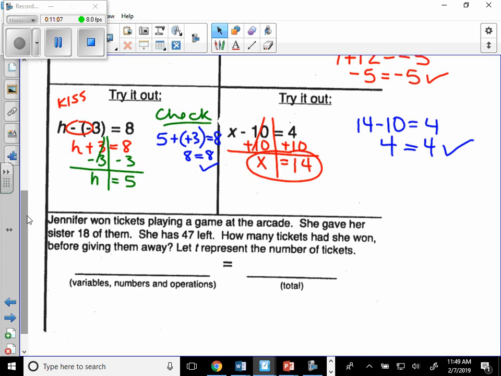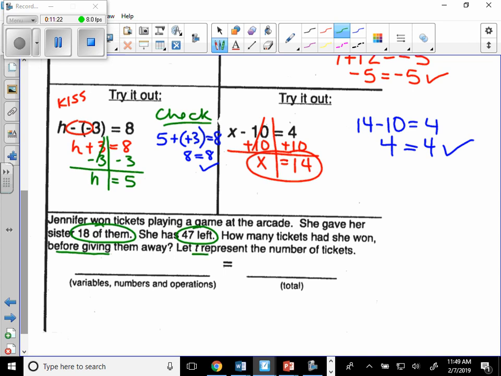Jennifer won tickets playing a game at the arcade. She gave her sister 18 of them. She has 47 left. How many tickets had she won before giving them away? Let T represent the number of tickets. So, T for tickets. She gave her sister 18 of them, and she has 47 left.